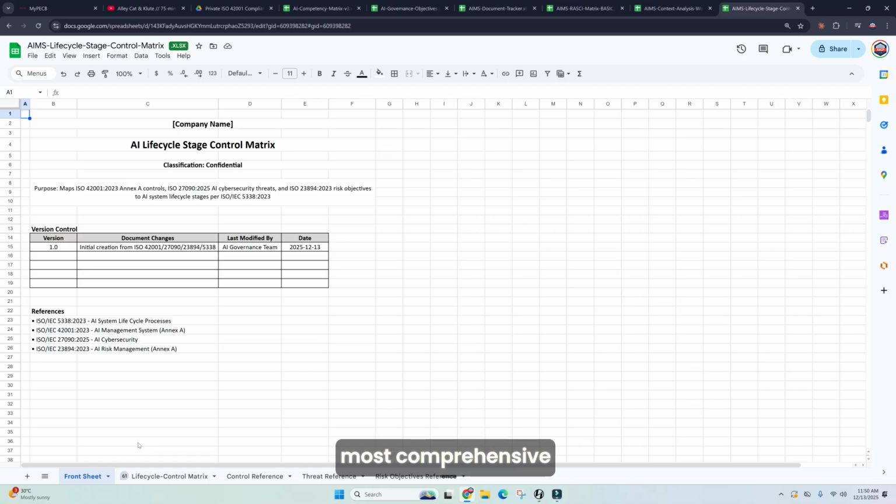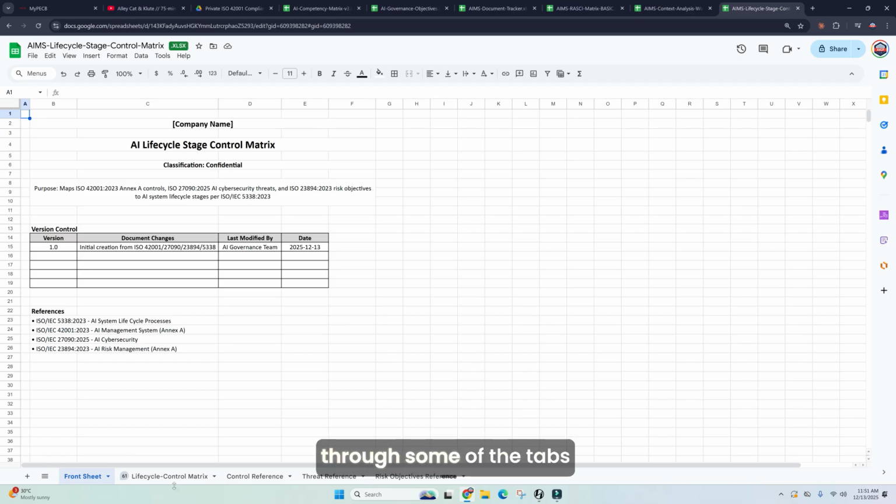So first is probably the most comprehensive document in this toolkit, the lifecycle stage control matrix. And this is the tool that answers the question, which controls matter at which stage of your AI system's life. So what does this do? It integrates 3 ISO standards: 42001, and there's 38 Annex A controls; 27090, the AI cybersecurity standard, with 10 specific AI threats; and then 23894 with 11 risk management objectives. And it maps all of these across 8 lifecycle stages based on 5338, the AI system lifecycle standard.